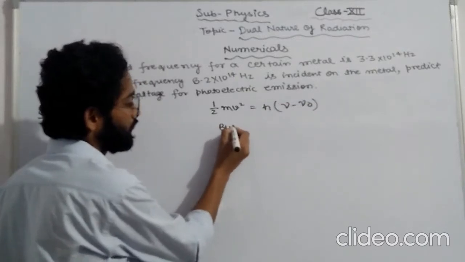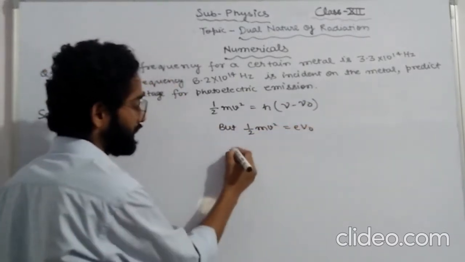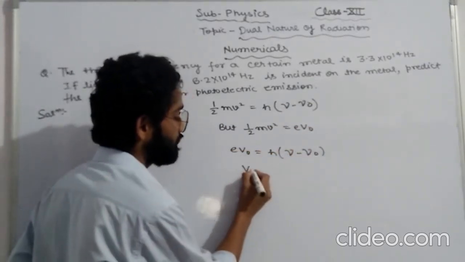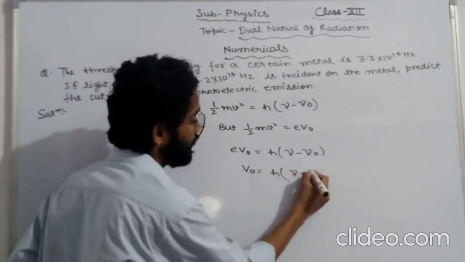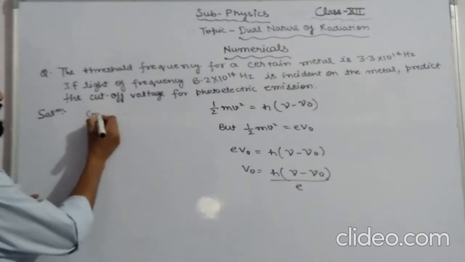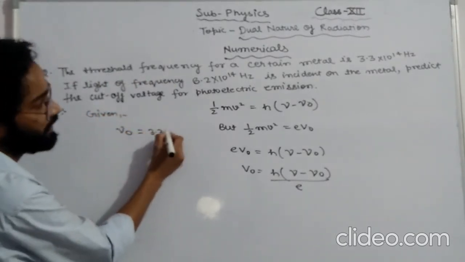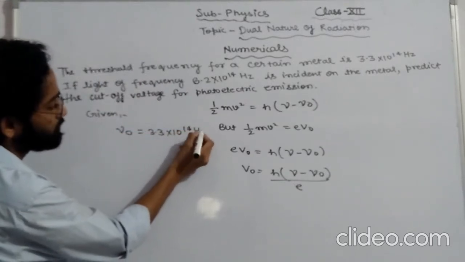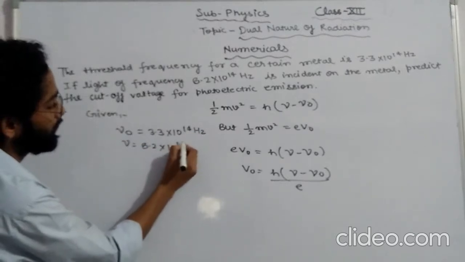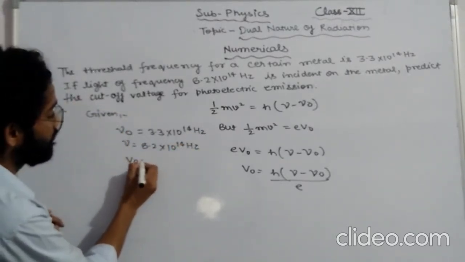But half mv² can also be written as eV₀. That is why eV₀ can be written as h(ν − ν₀). Here V₀ can be written as h(ν − ν₀) upon e. What are the quantities which are given? ν₀ is 3.3 × 10^14 Hertz. ν is given as 8.2 × 10^14 Hertz. And we are to find the value of V₀.